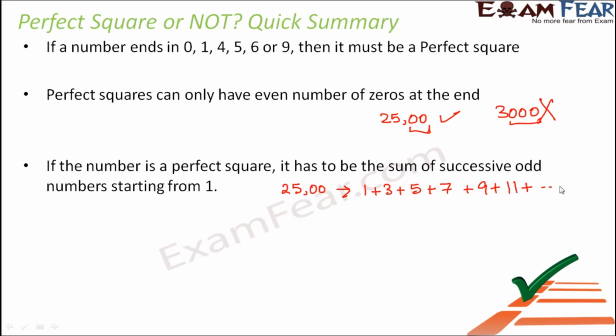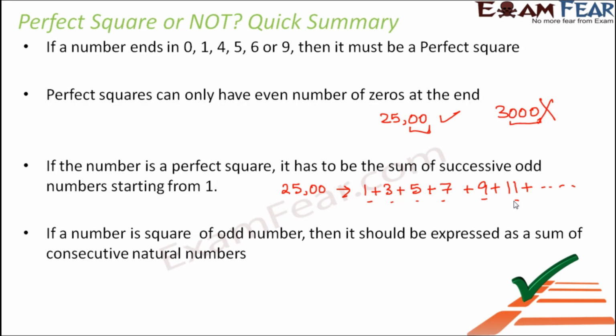So in this fashion, like here you have written 1, 2, 3, 4, 5, 6. So in this way you have to write the first 50 odd numbers. So 2500 is the sum of the first 50 odd numbers. In fact, any number which is a perfect square must be expressed as the sum of successive odd numbers starting from 1.